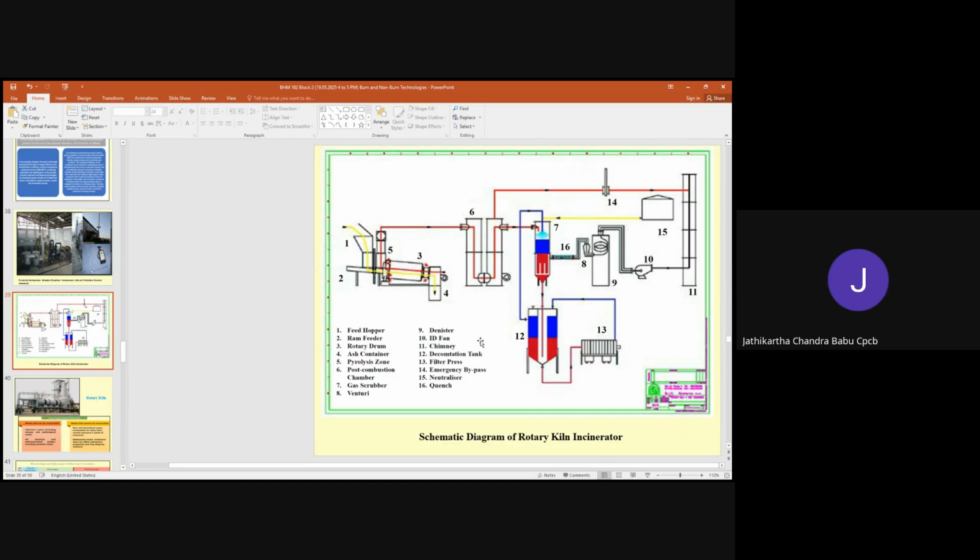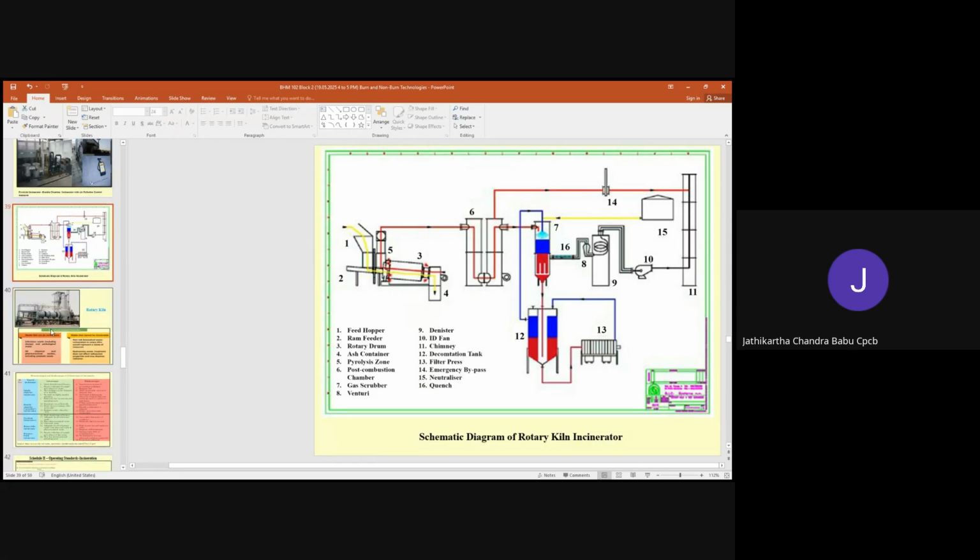Once the gases are completely controlled, clean gases are emitted through a stack of height 30 meters. Whatever liquid waste is generated from the air pollution control system is treated, and the treated water is recycled back into the air pollution system. This is one example.